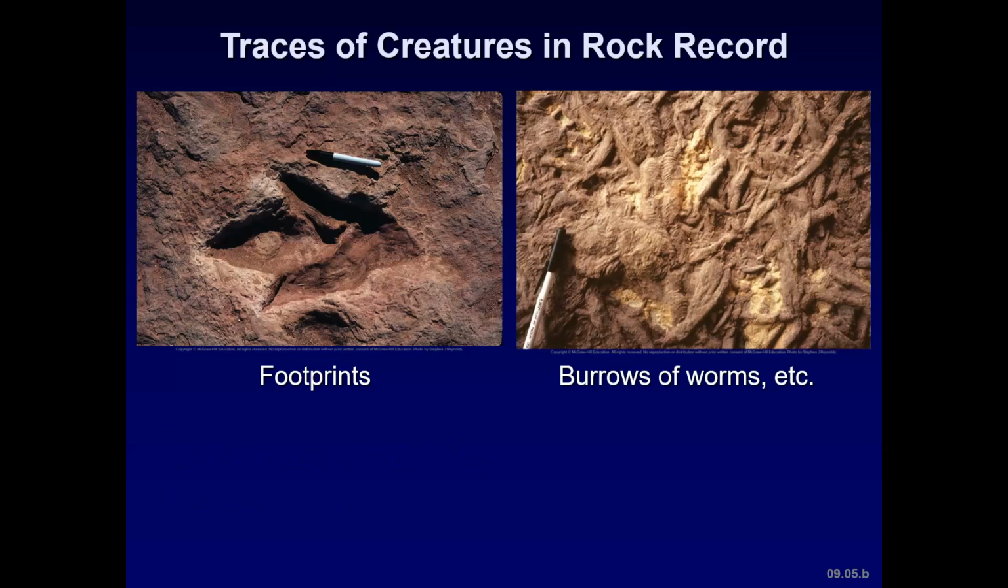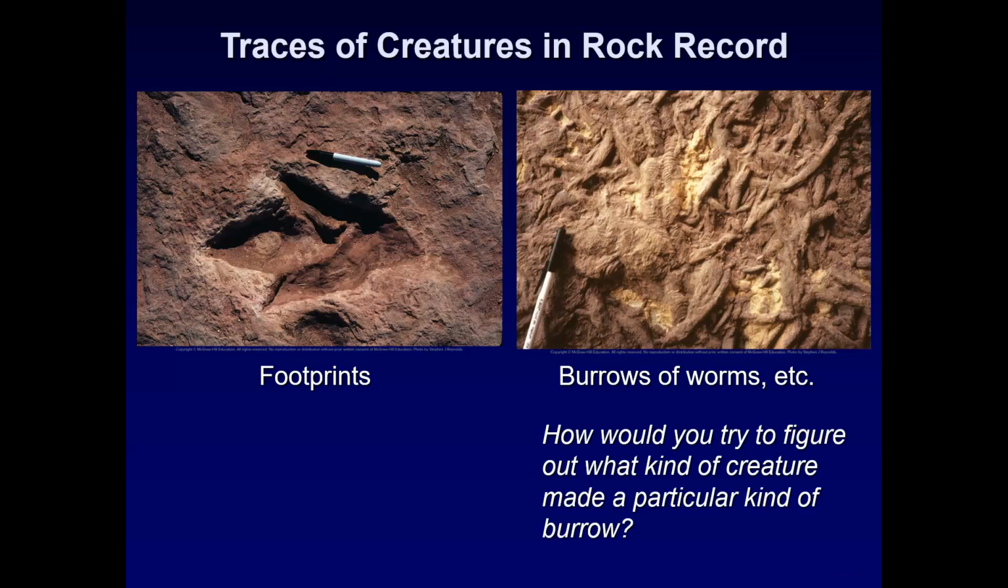Burrows of worms are also trace fossils. It's not the worm, it's the burrow that the worm left behind. A worm is very soft. It doesn't have any hard parts that can be replaced by mineralization so easily. I mean, maybe a little of the worm, but most of the worm, no, cannot be replaced so easily. So we don't see that in the fossil record.